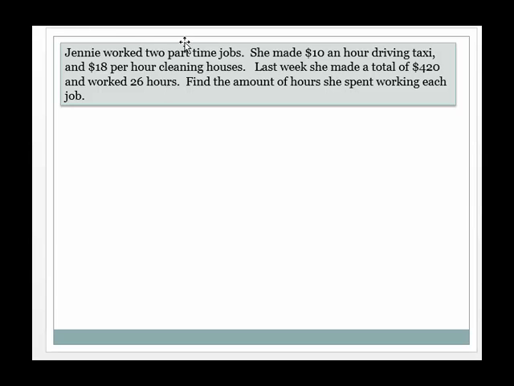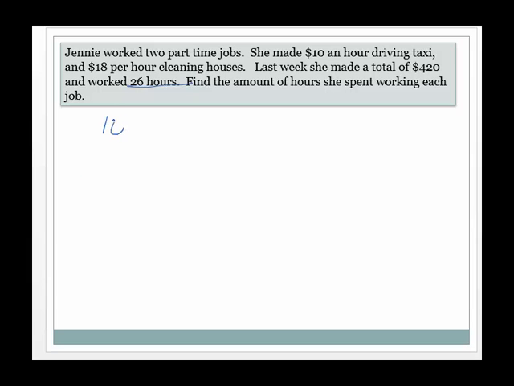Jenny worked 2 part-time jobs. She made $10 an hour driving taxi and $18 per hour cleaning houses. Last week she made a total of $420 and worked 26 hours. Find the amount of hours she spent working each job. Now I know that eventually we could get this using guess and check, because it says they worked 26 hours, right? So you might try 10 hours of one and 16 of the other, or 13 hours of each. But we can quicken the process by using a little algebra.